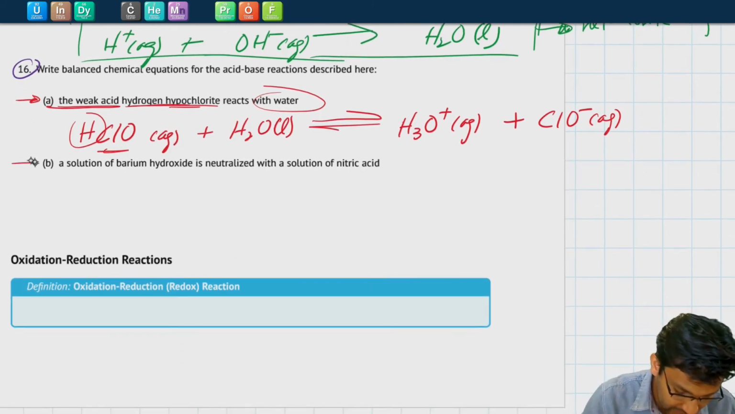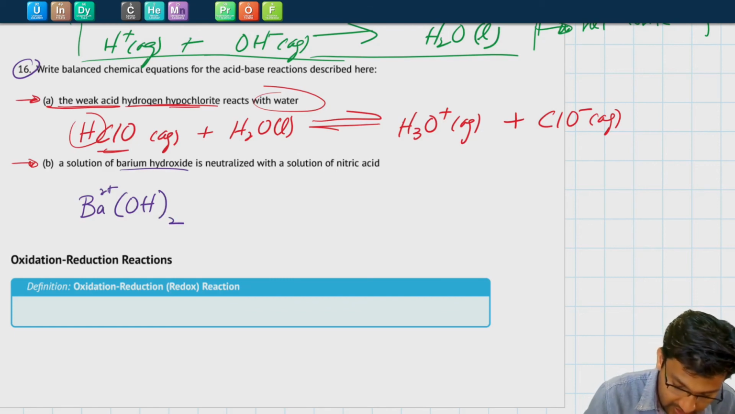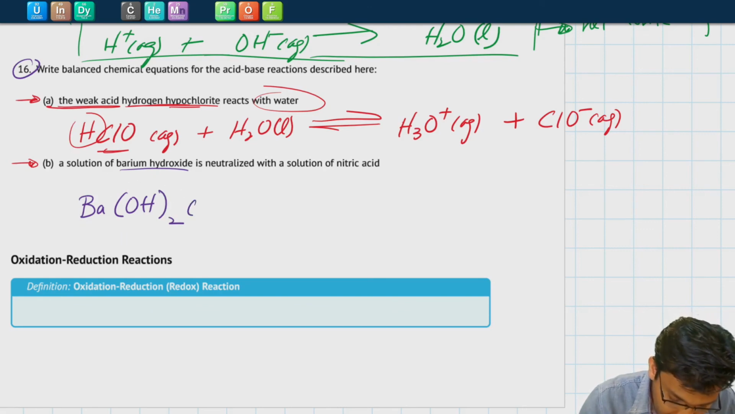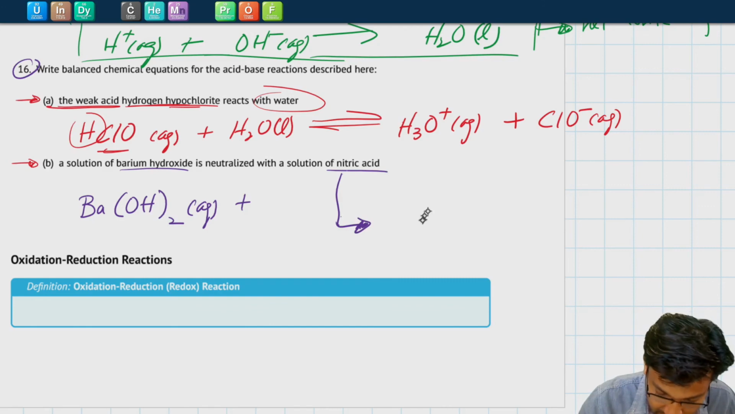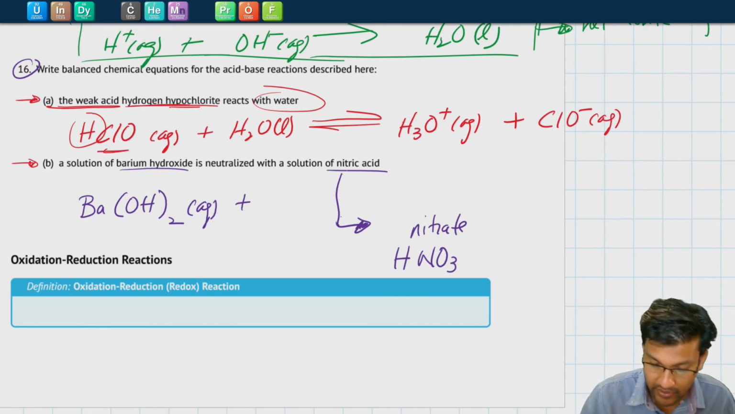All right, let's look at B. In B, we have a solution of barium hydroxide. Barium has a charge of 2+, hydroxide has a charge of 1-, so we need two of the hydroxides. I'll erase the 2+ because it's not part of the compound when it's together. So we have barium hydroxide, and it says it's neutralized with nitric acid. Nitric acid, if we remember from naming acids, comes from nitrate, which has formula NO3-. So to balance that, we put one H+, and that would be the formula for nitric acid.